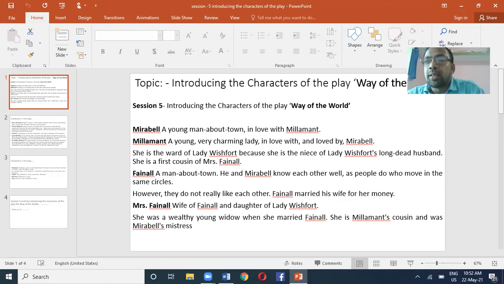In the classical tragedies, we see destiny's character. In the place of Shakespeare, we see character is destiny. There is a destiny's character in the classical tragedies, and character is destiny in Shakespearean tragedies.